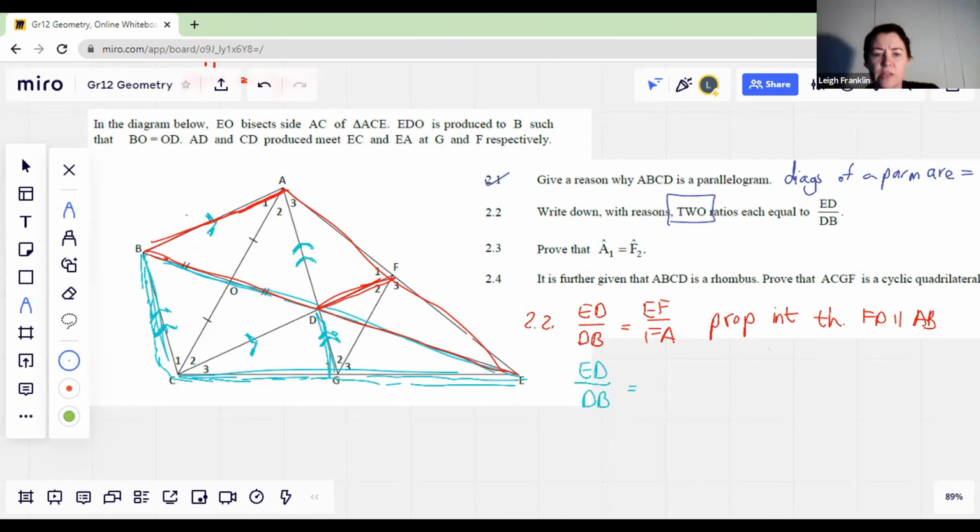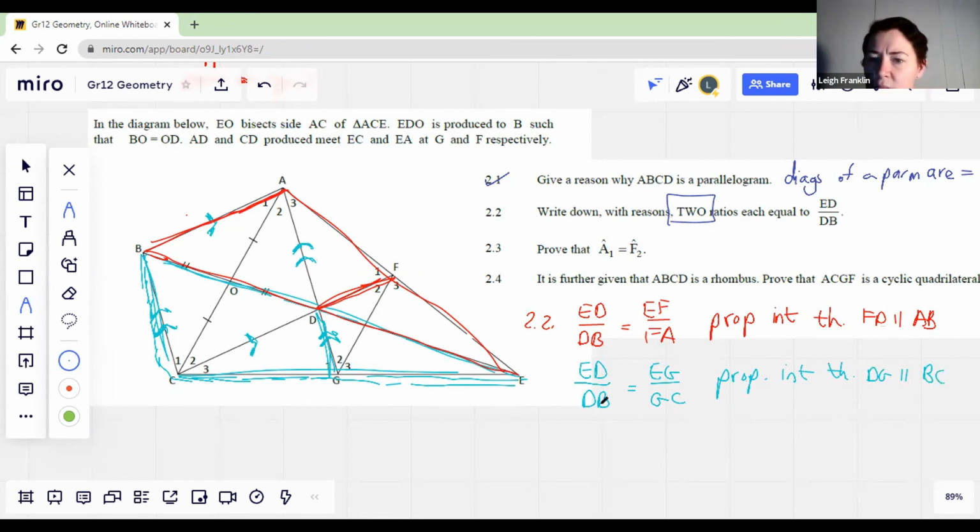Yes, ma'am. Okay, so working in the other triangle, ED over DB is going to be equal to, what should I write here? What do you think? EG over GC. EG over GC. Okay, well done. You guys are on fire. EG over GC. All right, we've been given the parallel lines. So again, we're going to write proportionality, intercept theorem. And in this case, it's because DG is parallel to BC.